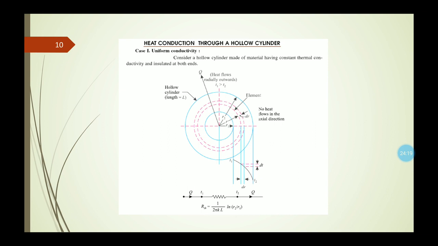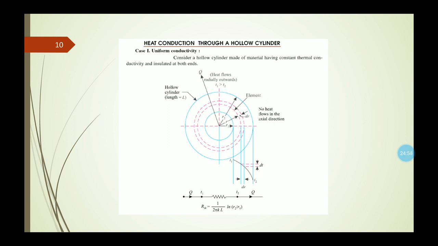Now in the diagram you can see here, we have considered one hollow cylinder of length capital L, and one infinitesimal distance or thickness of dr inside this hollow cylinder, and heat is flowing radially outwards. Now in the electrical analogy part, you can see the value of the thermal resistance is ln R2 by R1 divided by 2 pi KL.